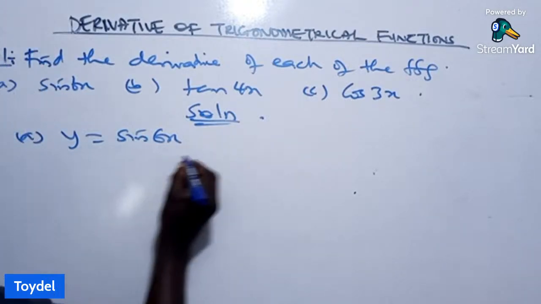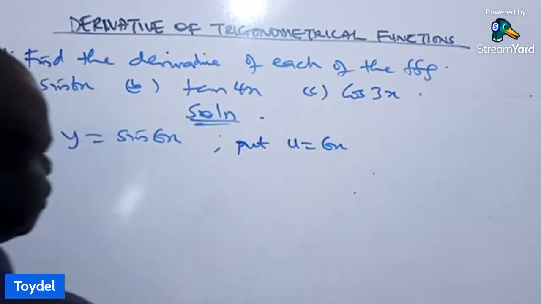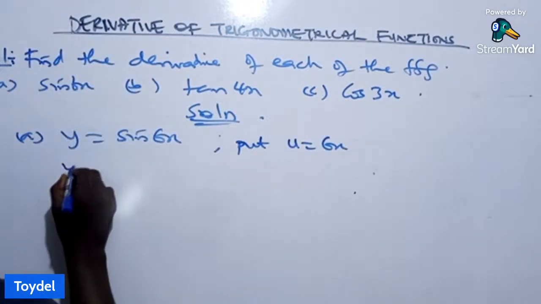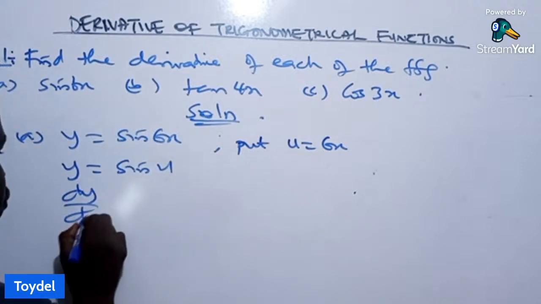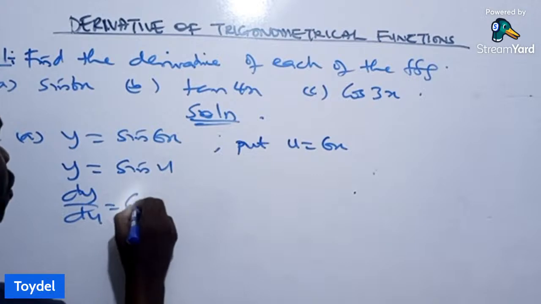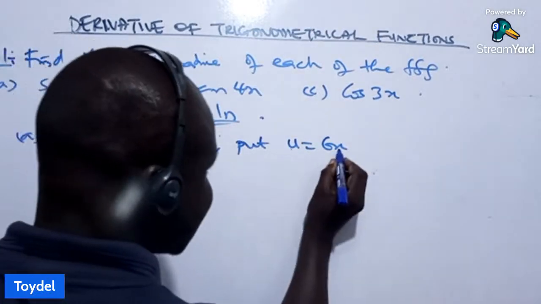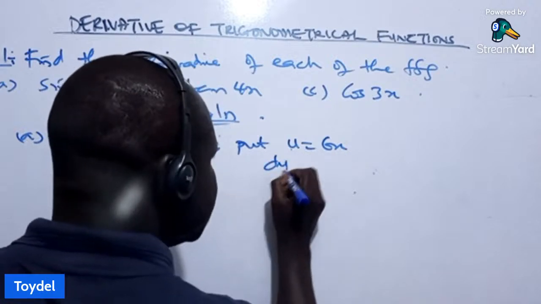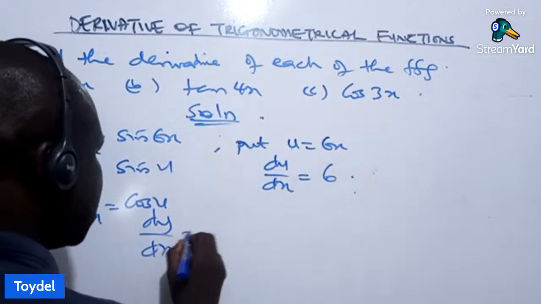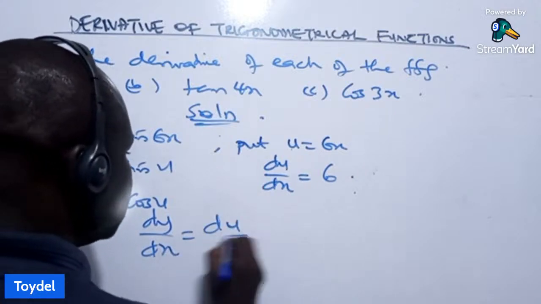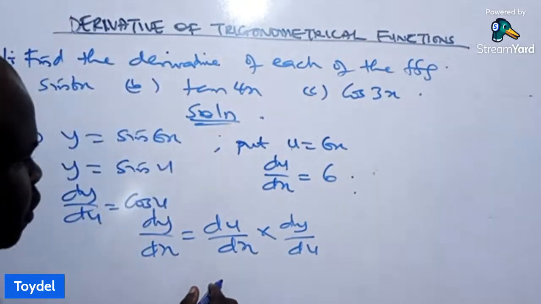Let's just put u equal to 6x. So that y is equal to sine u. Then dy/du will be equal to, when you differentiate sine, cos u. But in this case, we represent u as 6x. Then we also find du/dx. That will be equal to 6. So dy/dx at the end of the day will be du/dx multiplied by dy/du.